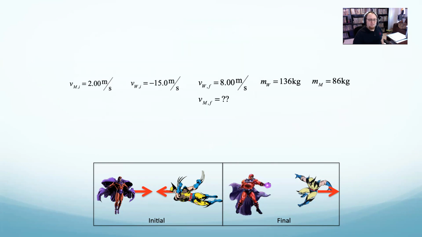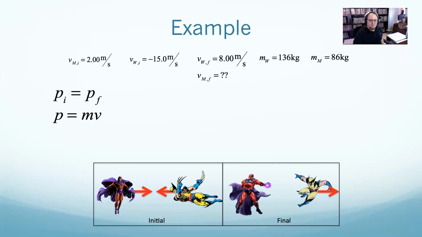And so what I'll do is I'll just say initial momentum equals final momentum. Momentum is mv. And I'll just view each thing as a piece. Initially, I got Magneto and Wolverine, so my initial momentum is the initial momentum of Magneto plus the initial momentum of Wolverine. Final, I have Magneto and Wolverine, so my final momentum is the final momentum of Magneto plus the final momentum of Wolverine.